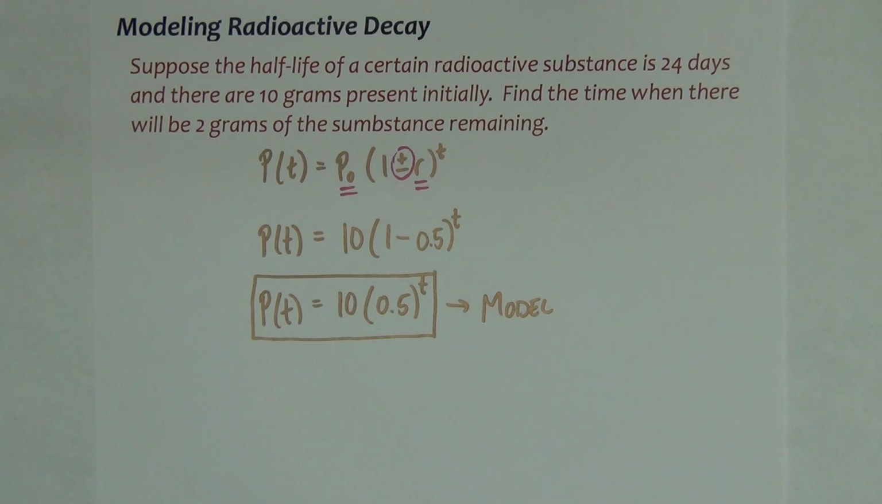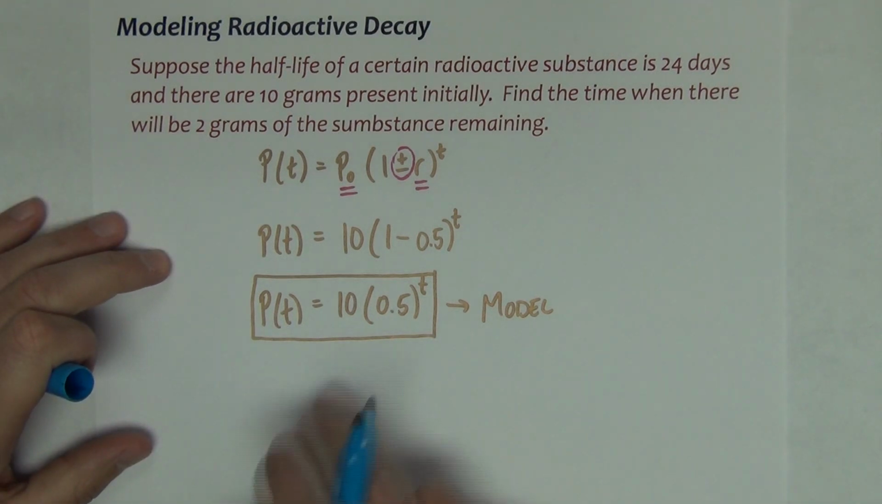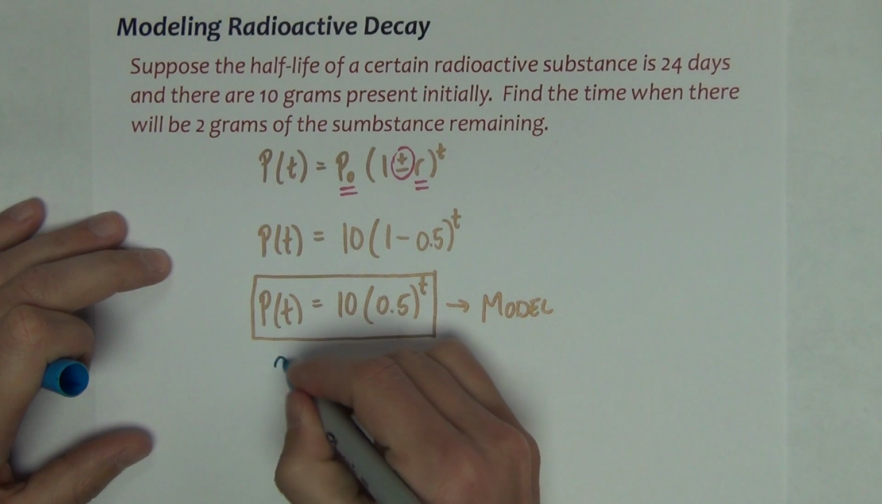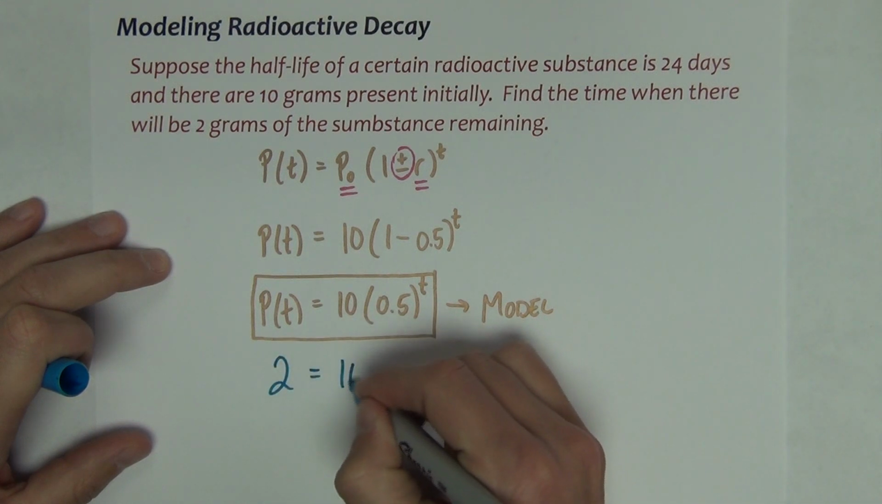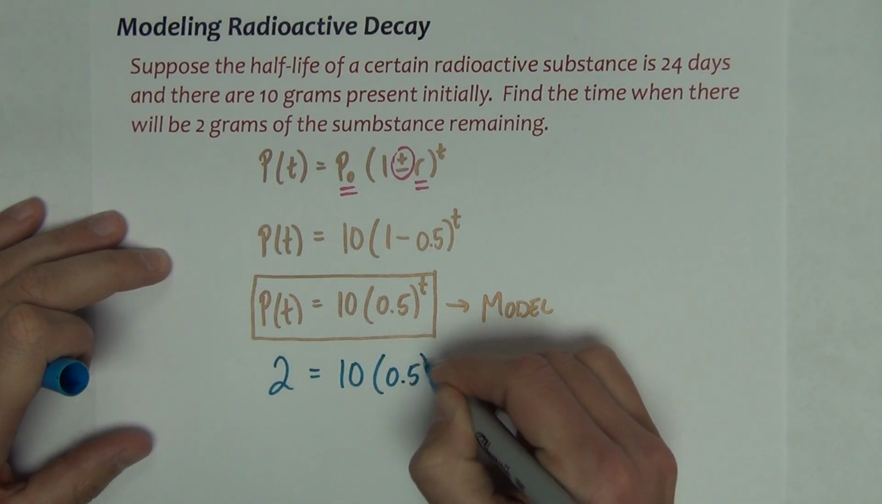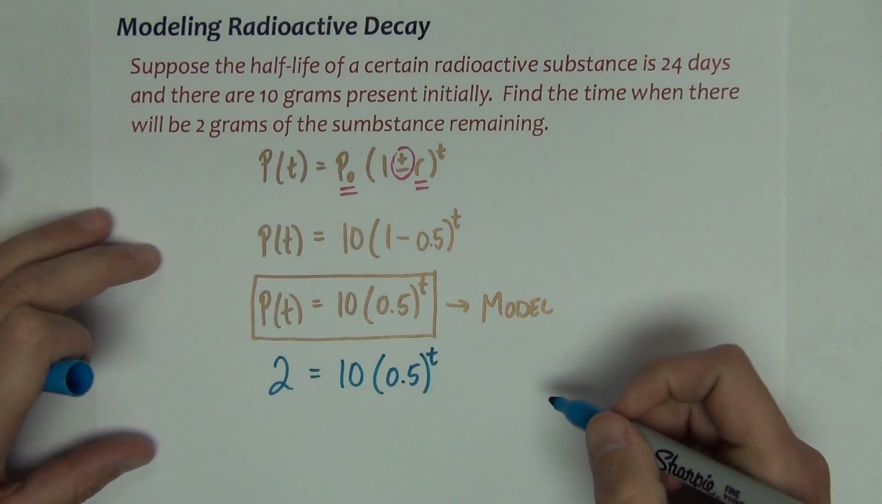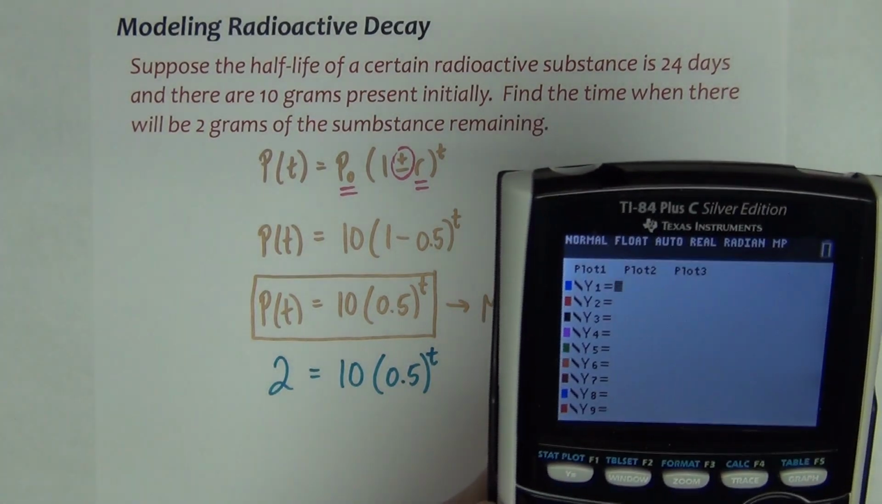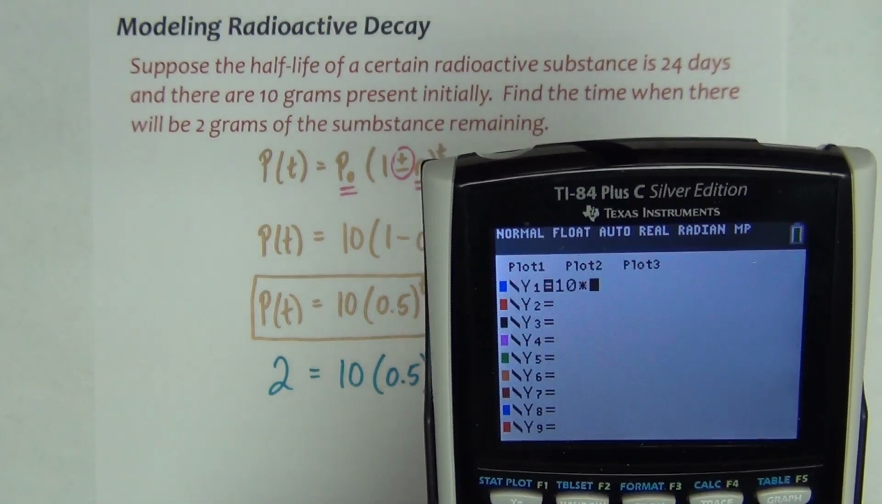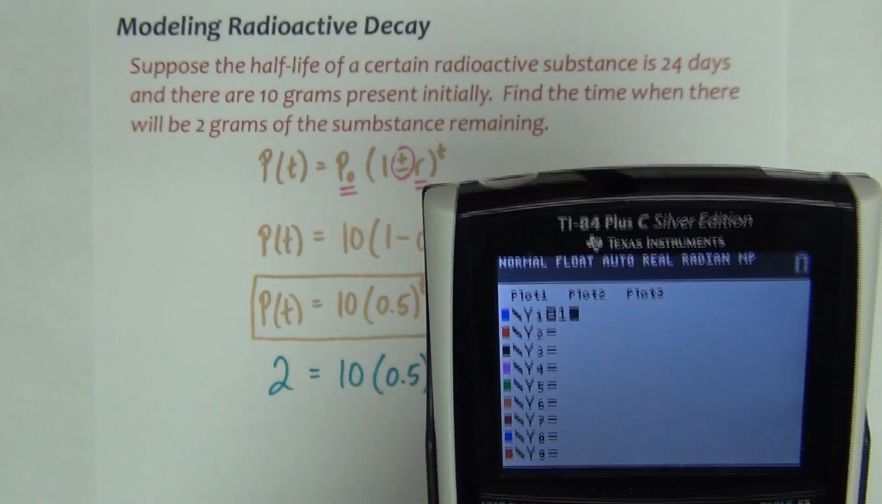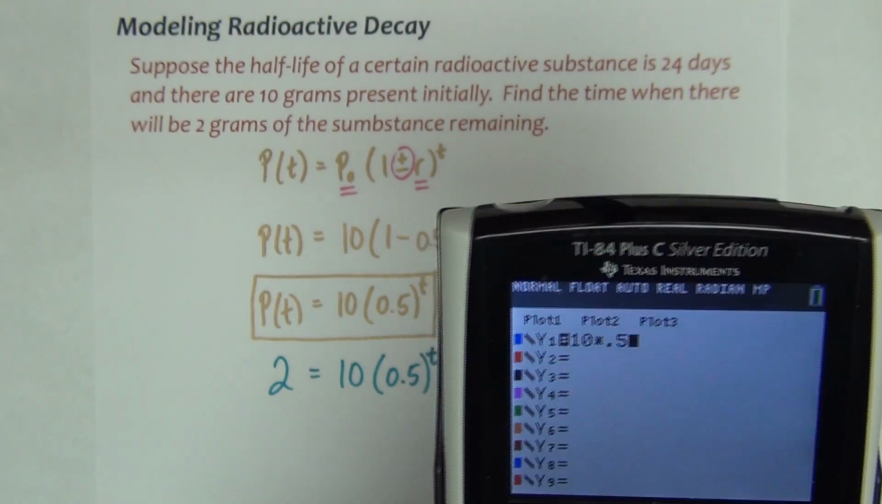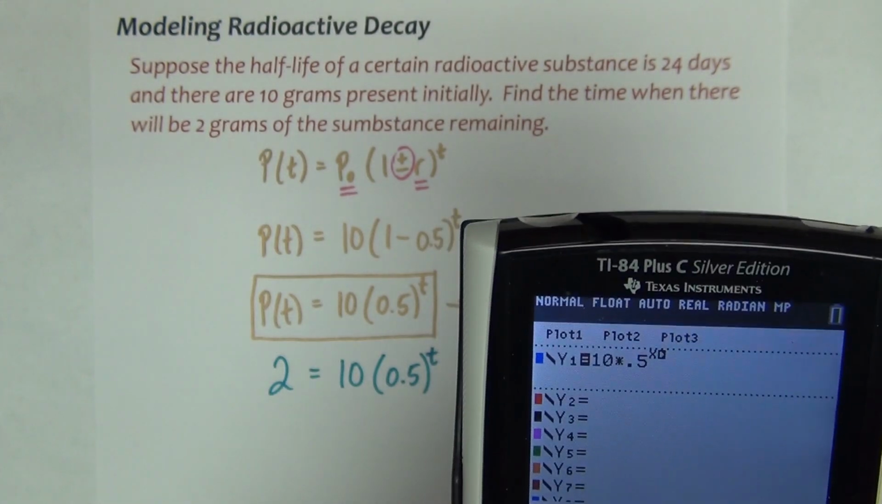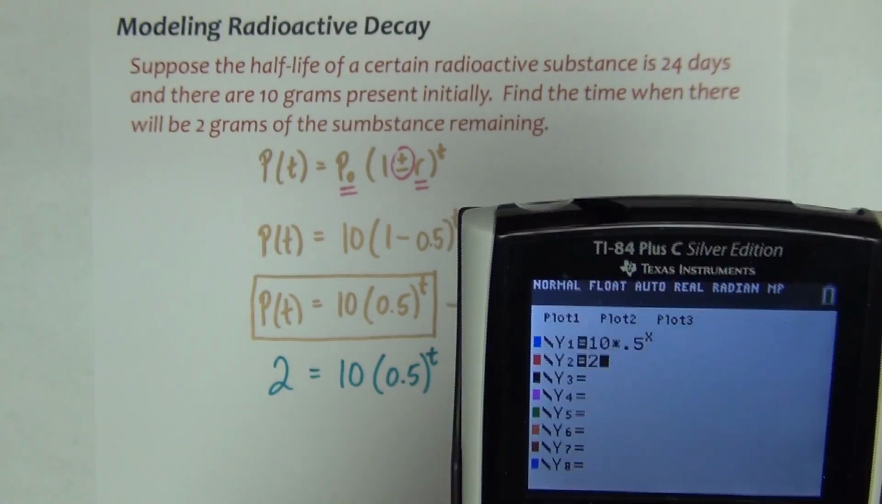Now I want to know the time at which there will be 2 grams of the substance remaining. So we're going to put 2 in for the population, or the amount: 10 times 0.5 raised to the t. Now let's graph this just like we did the last one and see if we can solve it the same way. In Y1 I'm going to type 10 times 0.5 raised to the x. The other one is 2.